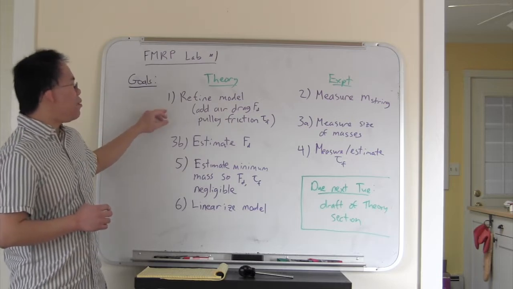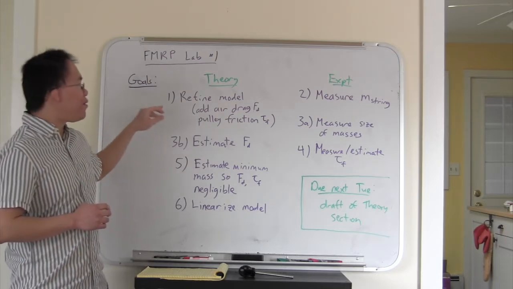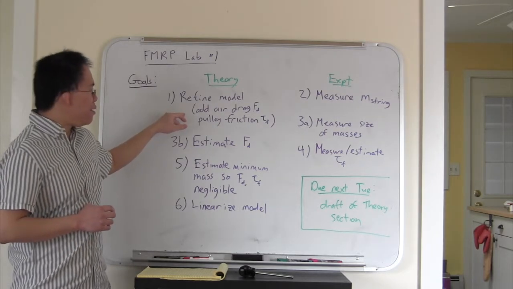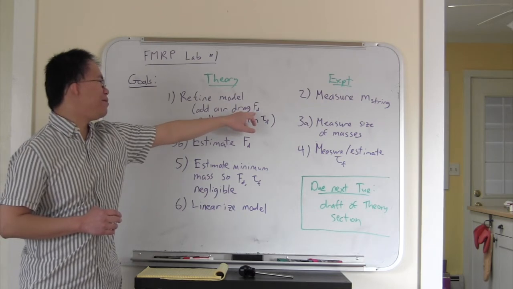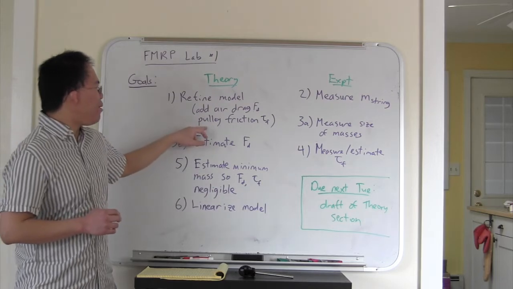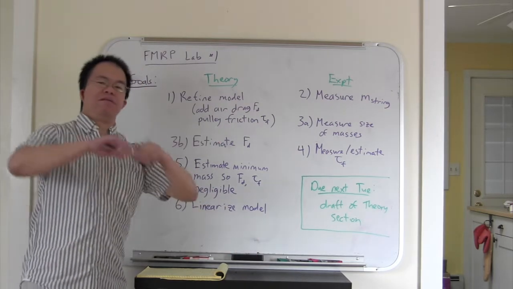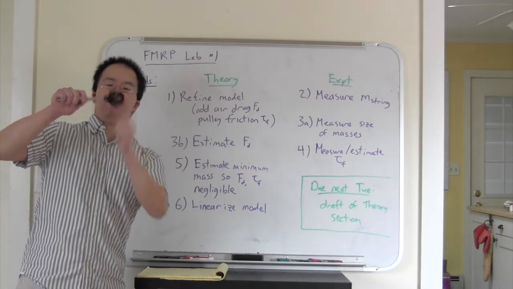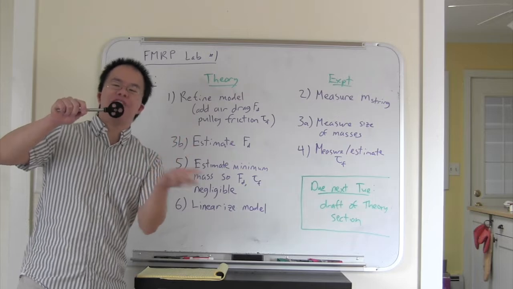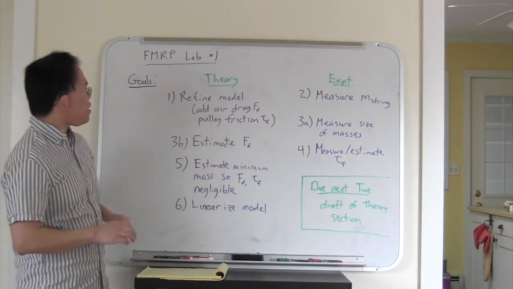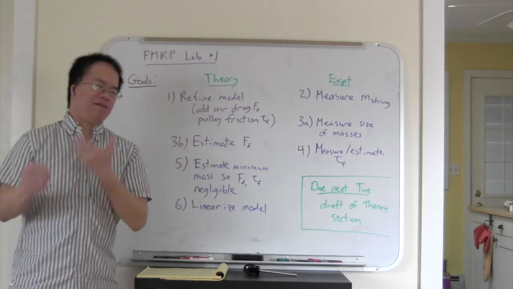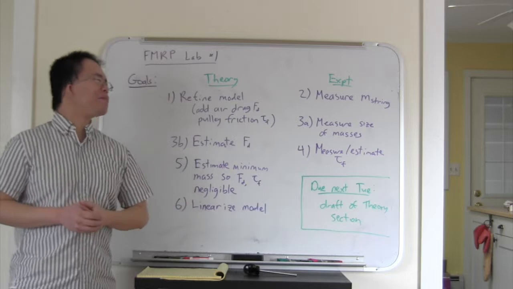Goal number 1 is going to be for you to refine our model to add terms for air drag. I'm going to call the magnitude of that force F sub d, for force of drag, and also a torque due to friction in the pulley bearings. You know that this pulley is not truly frictionless because if I spin it up, eventually it stops rotating. So we're going to want to think about those two effects and what influence they might have.